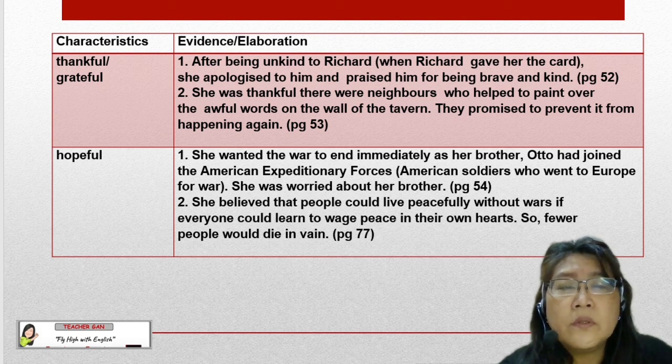Hannah is also hopeful. Evidence: she wanted the war to end immediately as her brother Otto had joined the American Expeditionary Forces, American soldiers who went to Europe for war. She was worried about her brother Otto. She believed that people could live peacefully without wars if everyone could learn to wish peace in their own hearts, so fewer people would die in vain.